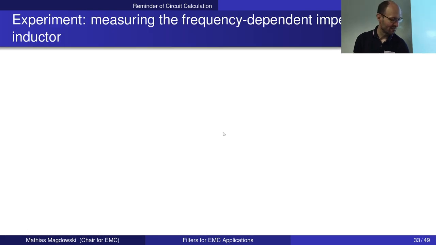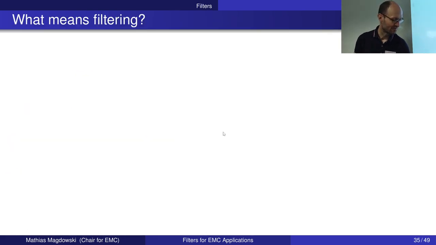So finally, we can come to the topic of filters. So the question is, what does filtering mean? And as already discussed, we want to have the low frequency currents in the electric vehicle because we need them to operate the engine or the motor, the electric drive. But we don't want to have the high frequencies because the high frequencies might disturb the radio, the cell phone, other devices, sensors and so on. So some currents should go through, other currents should be blocked.